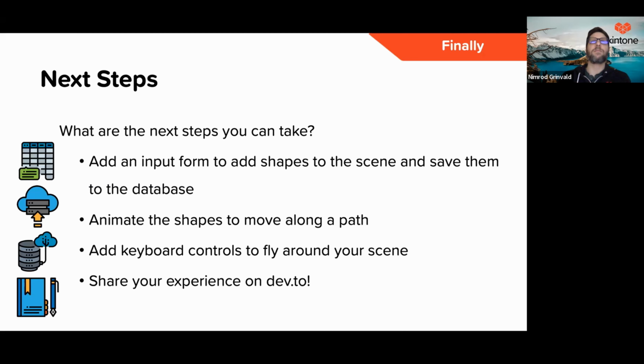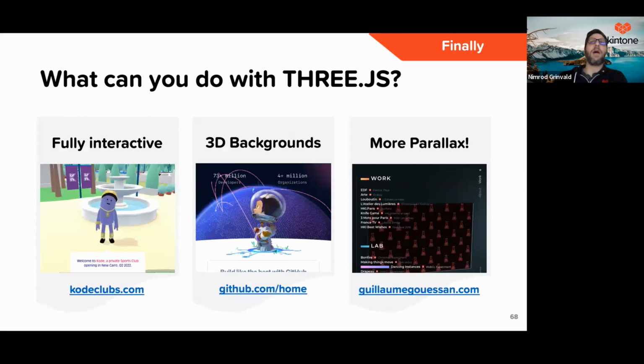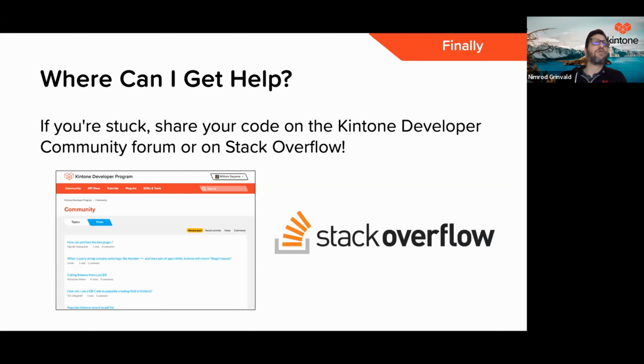All right, folks. So for the next steps, I invite you to do any one of the following: animating the shapes to move along a path, adding keyboard controls to fly around your scene, adding an input form to add shapes, sharing your experience on dev.to, or completing the bonus exercises. And for those of you who are still troubleshooting, I invite you to try this out later. With Three.js, there's a lot of really cool stuff that you can do: 3D backgrounds, fully interactive setups, parallax. If you're having trouble, you can check out the Kintone Developer Community Forum or Stack Overflow.